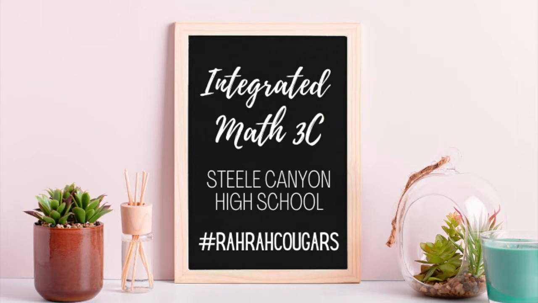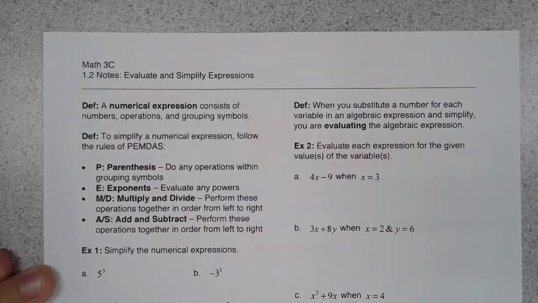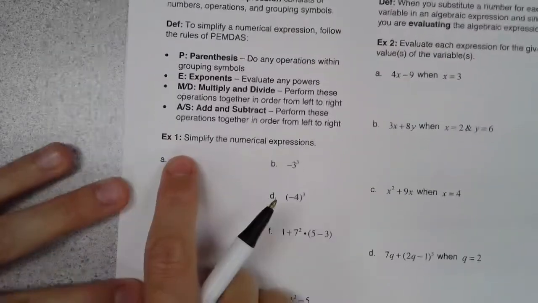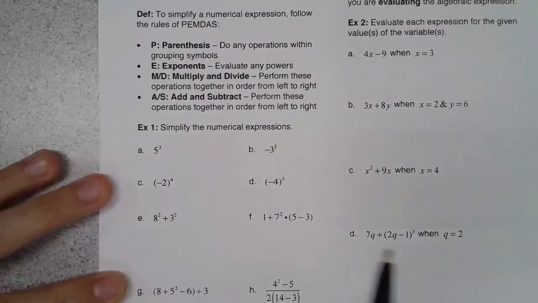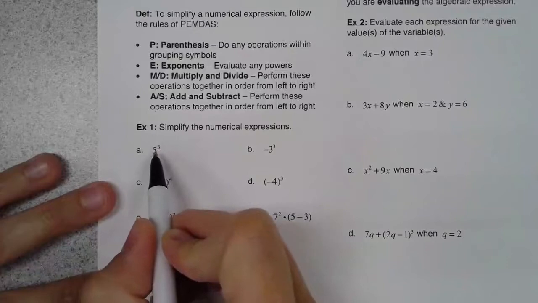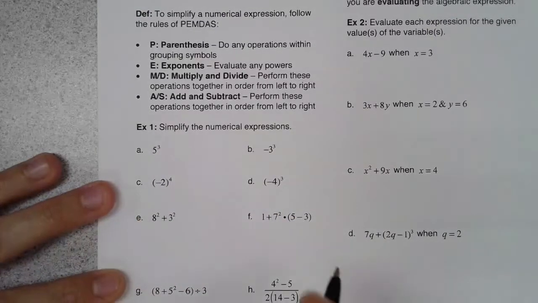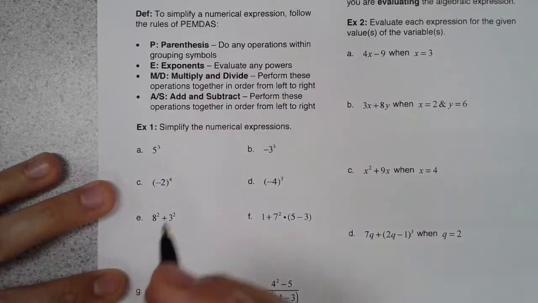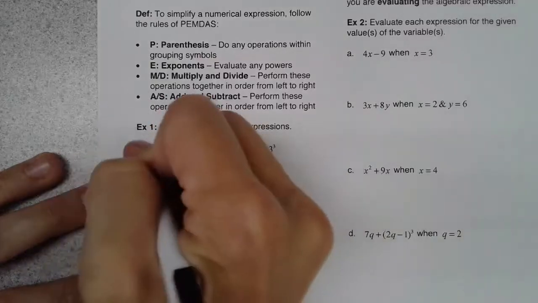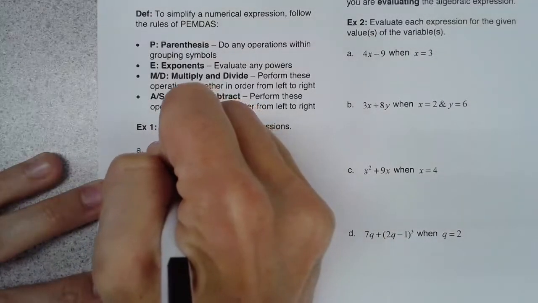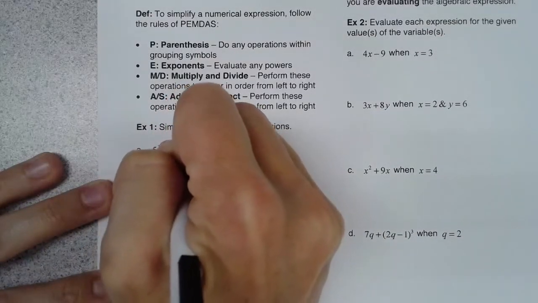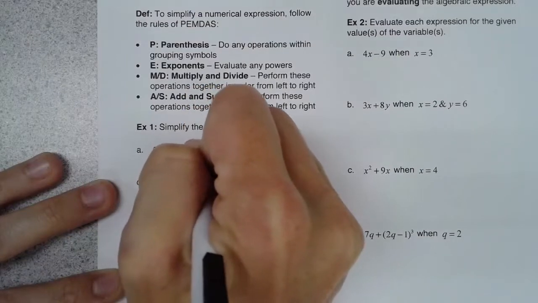The notes for 1.2 are on evaluating and simplifying expressions. And so in example number 1, we're going to simplify each of these. Quick reminder about exponents. Remember that the exponent on a number means how many times you're multiplying that number by itself. So 5 to the third, if you were going to write it out in expanded form, that's the same as 5 times 5 times 5.